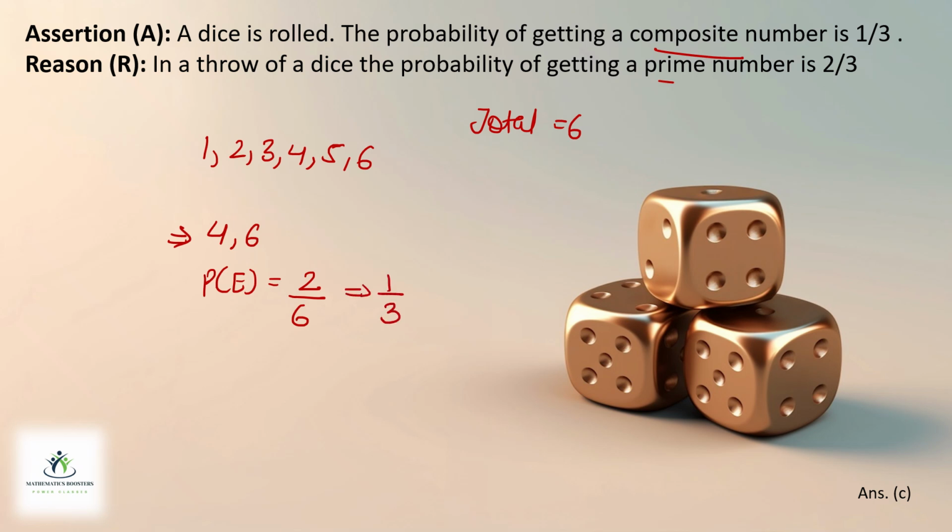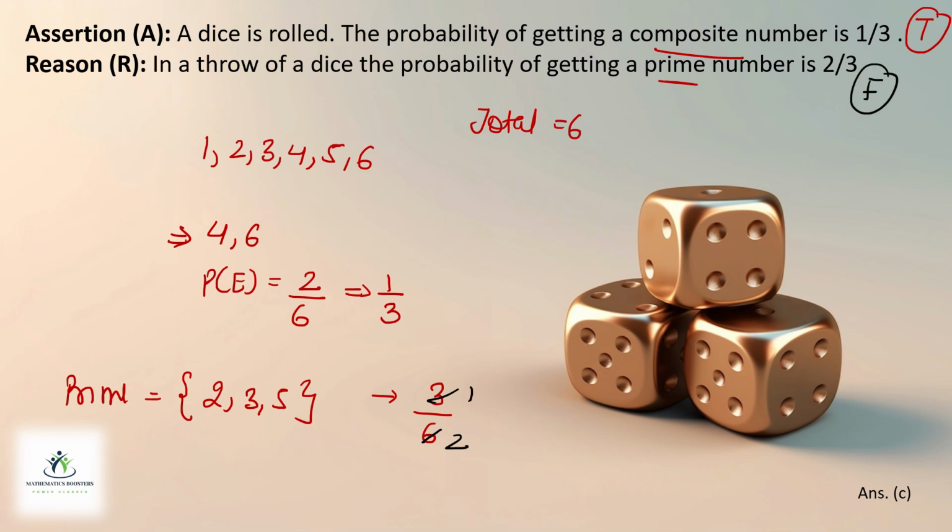Now the probability of getting a prime number. This first one is true. Which are the prime numbers? 1 is neither prime nor composite. So 2 is prime, 3 is prime, 5 is prime. So we have 3 numbers which are prime. So 3 by 6, which is 1 by 2. So this one is false. Assertion is correct. Reason is false. So option is C.